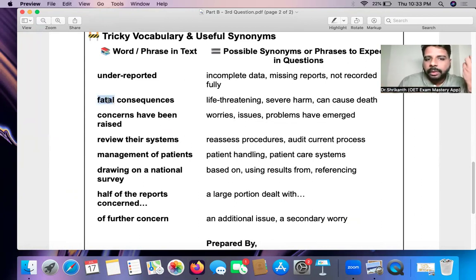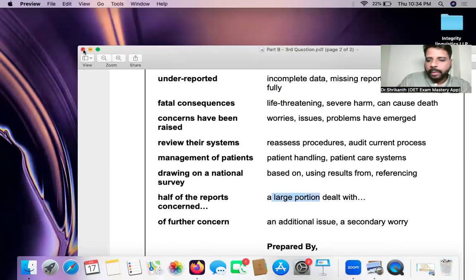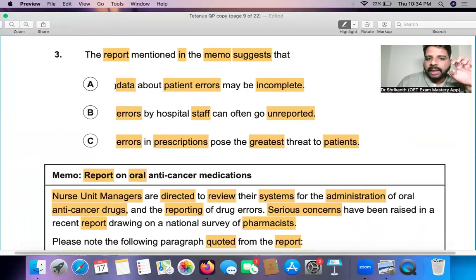Now, see, fatal consequences. Fatal basically means life-threatening, severe harm. It can even cause death. Review basically means audit, or reassess. Half of the reports concerned means a large portion. For those who want a little bit more extra information on this, I'll be sending you this document later on. Anyway, that is the strategy that we can implement over here.